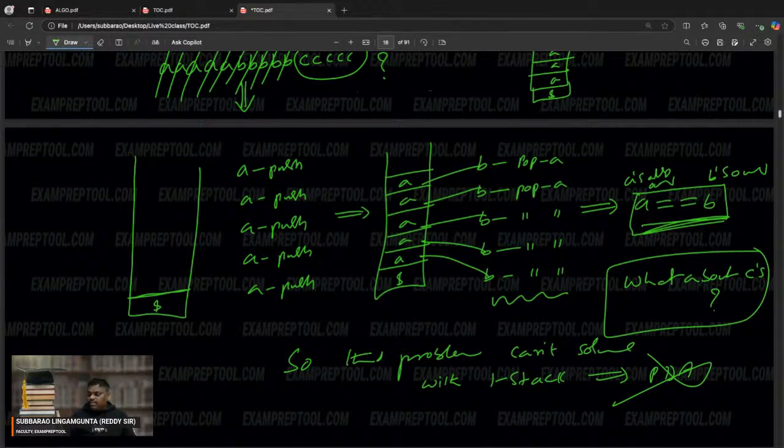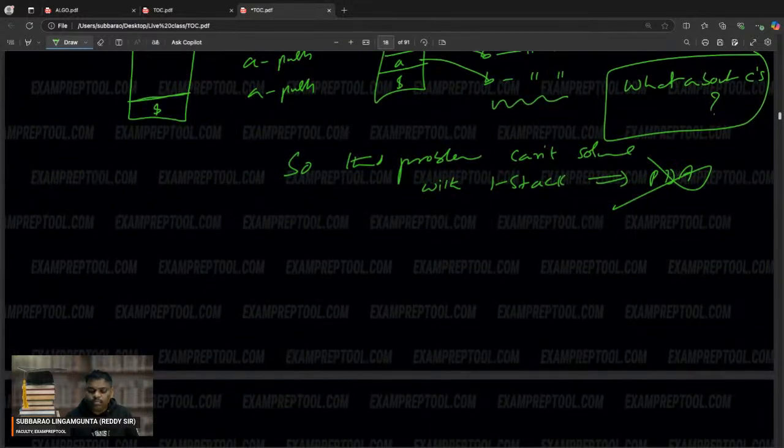And some people are asking, sir, go back and do it once again. I cannot go back. Same input I cannot read again and again. Understand? One scan only. So people got to know this problem cannot be solved with one stack. That means PDA is not possible. Remember everyone.